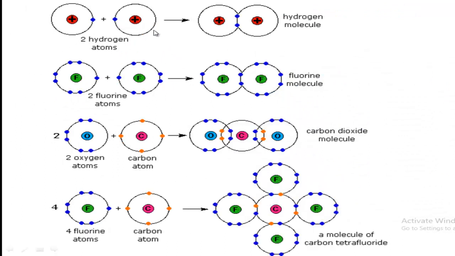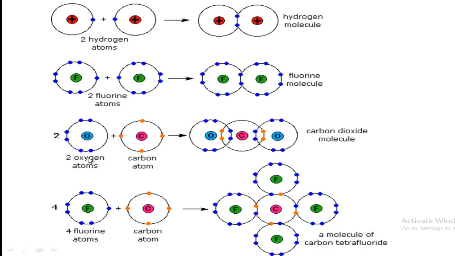Now here I have given more examples. Follow here. 2 hydrogen atoms this way share their only 1 electron each and form a hydrogen molecule, a covalent molecule. And also fluorine: out of 7 valence electrons, both fluorine atoms share 1 electron each with one another and form a fluorine molecule.